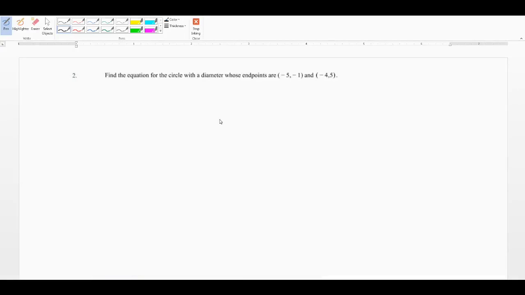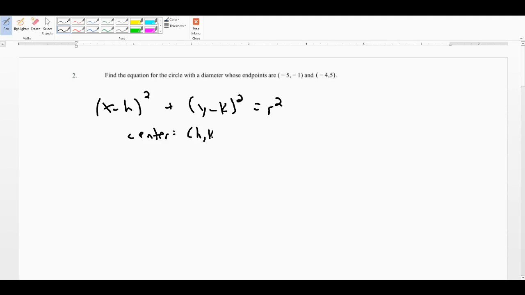Let's find the equation of the circle containing these 2 points as endpoints. Now what we want to do is actually use the standard form for the equation of the circle, which is (x - h)^2 + (y - k)^2 = r^2. Now the center is (h, k) and r is the radius.